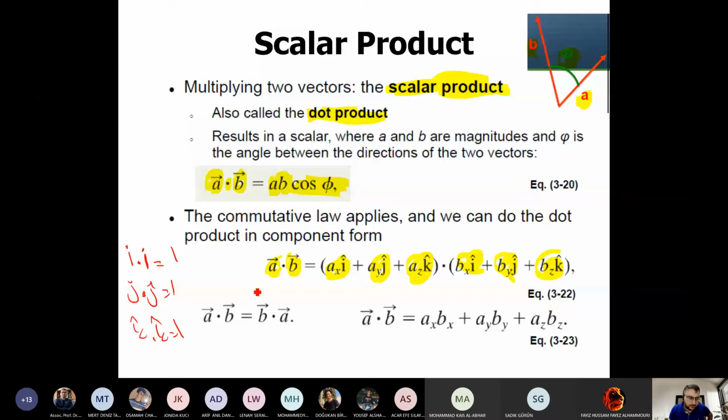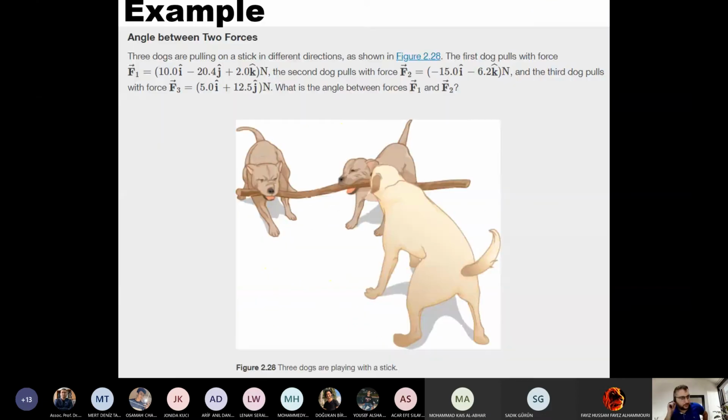So at the end, to find the scalar product of two vectors, you only use ax multiplied by bx, plus ay times by, plus az times bz. Since i hat times i hat is equal to 1, you are not going to write the unit vectors. You can directly sum these numbers, so at the end you find a number. Here is an example to understand this scalar product.